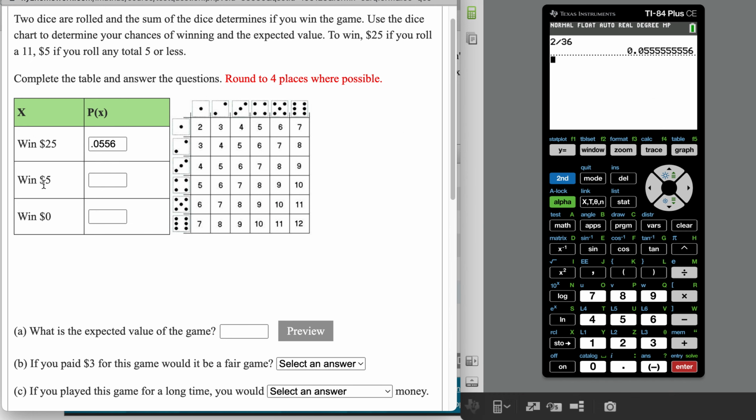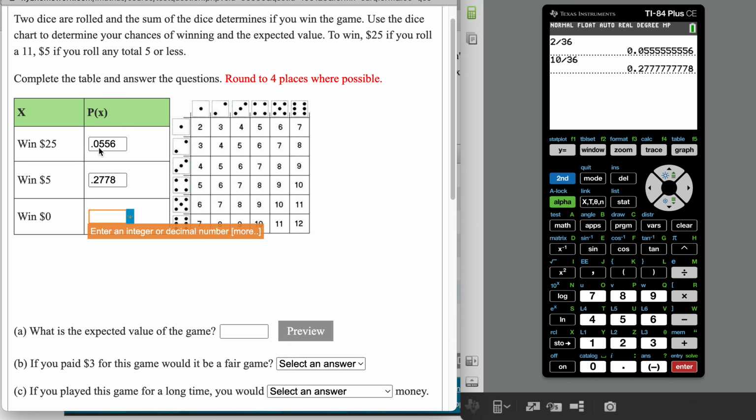Now to win $5, you have to get a total of 5 or less. So any number that is 5 or less is going to count. So we have this whole diagonal here, 1, 2, 3, 4, then 5, 6, 7, 8, 9, 10. So there are 10 ways to get a 5 or less. So when I take 10 and divide by 36, that's going to give me 0.2778 when I round to 4 places.